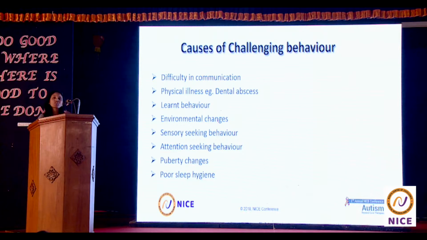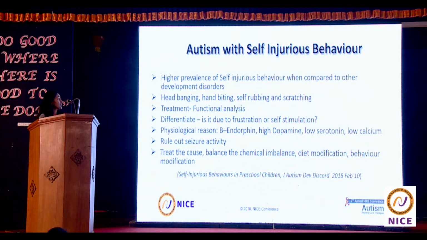Another cause is environmental changes, like going to new places or missing some family members, which could lead to challenging behavior. Then the puberty changes, I think it was covered in the previous topic. Then poor sleep hygiene, which we are going to discuss later. Then the self-injurious behavior. When compared to other developmental conditions, autism has a higher prevalence of self-injurious behavior. Simply, it can be head banging, hand biting, scratching, or rubbing their face or hands on other surfaces, for a simple example, the walls.